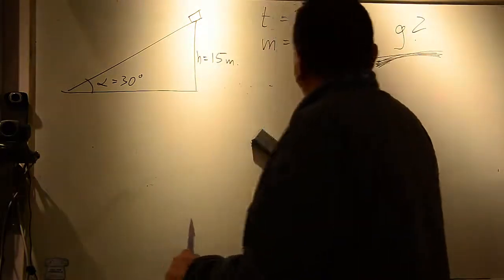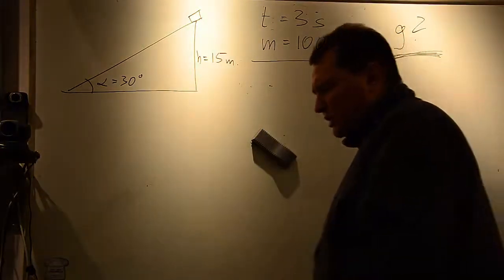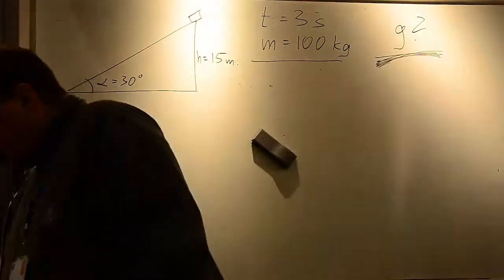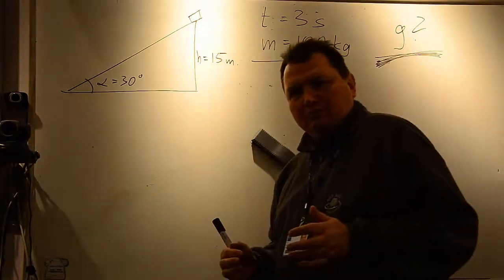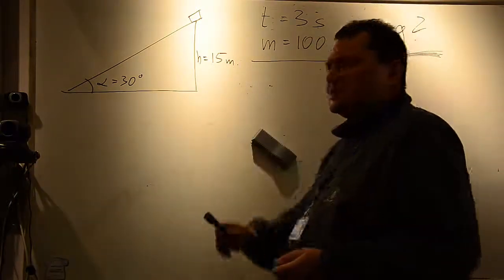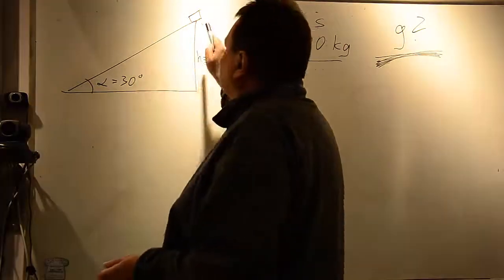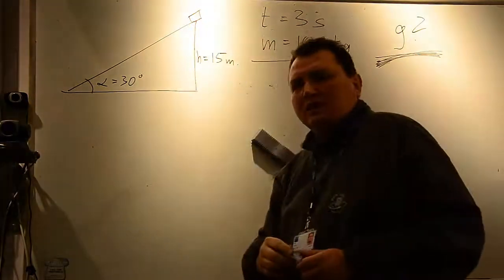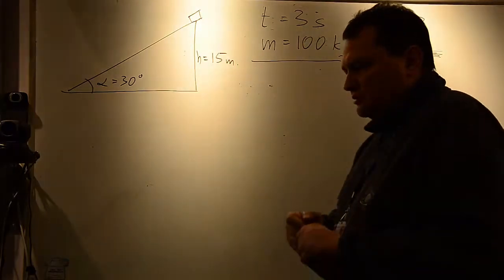So we have our data, we know what to look for, and now some of you consider this exercise as something very unusual, but in fact this is a pretty much standard exercise about a ramp and an object sliding down from this ramp. So let's have a look how to solve it.